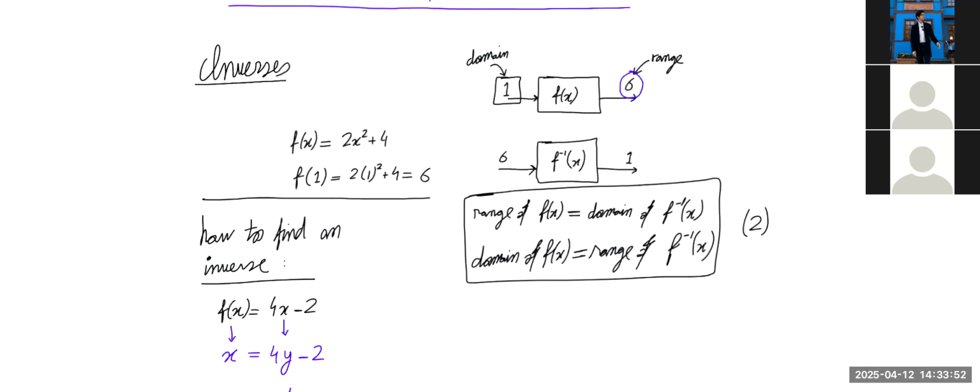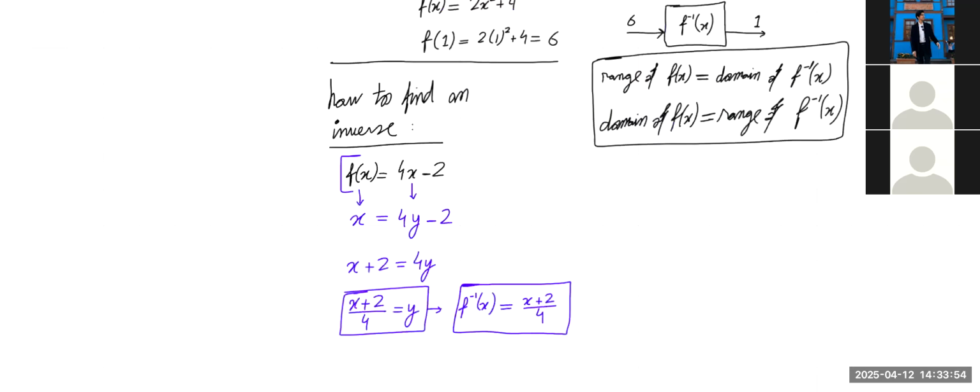Now, how to find an inverse? If you're given a function and you want to find the inverse, first thing you've got to do is replace the input and the output with the output and the input. What do I mean? In the function, you have f of x, which is the output. Replace it with x, basically. Replace it with the input. And x is the input. Replace it with the output. So f of x becomes x, and x becomes y.